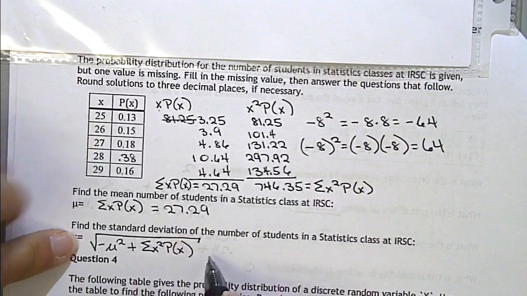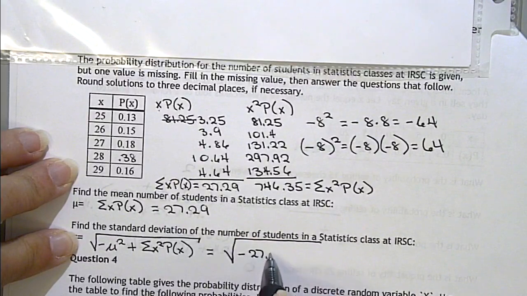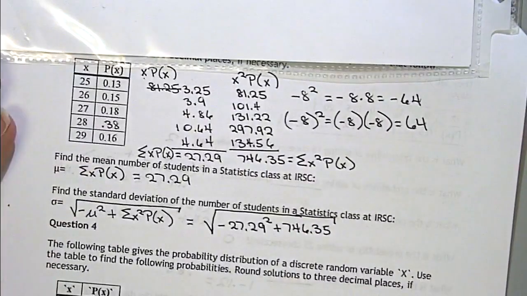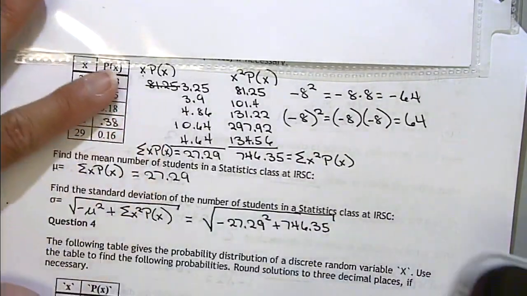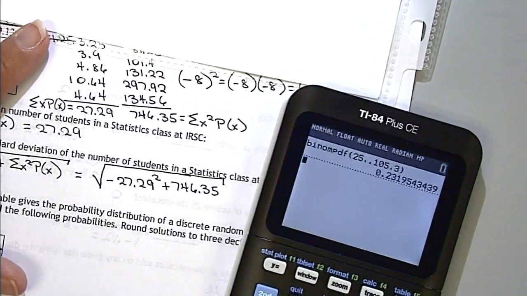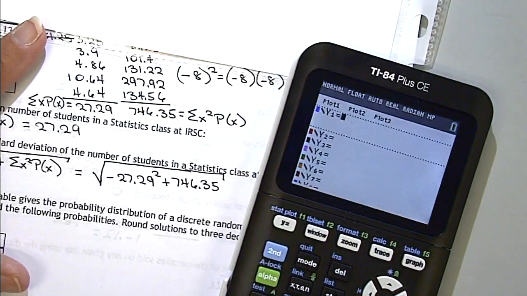So here I can fill in this. I can say this is equal to the square root of negative 27.29 squared plus 746.35, and I need the square root of that. That's the standard deviation, okay? Now look, that's not hard to do in this calculator if you have a calculator that does square roots.